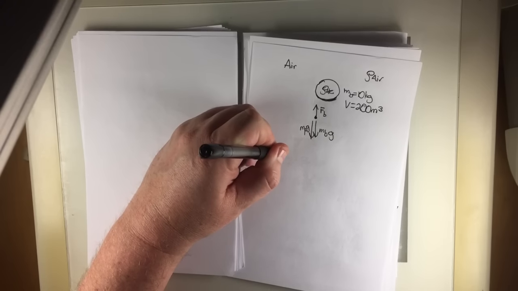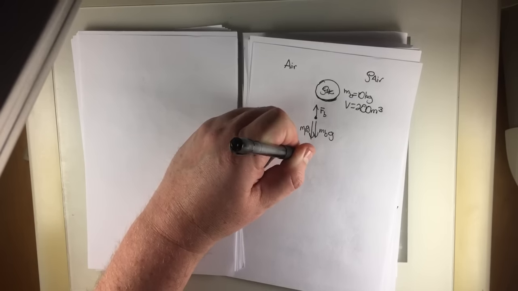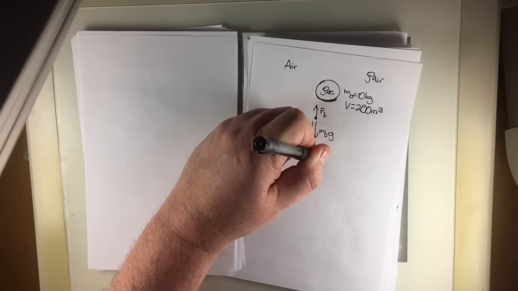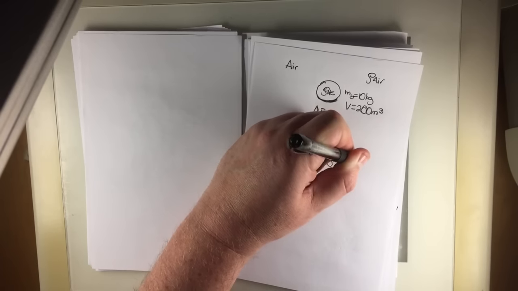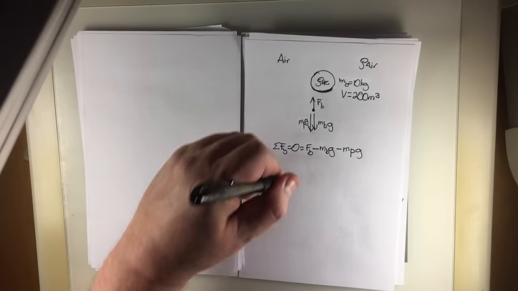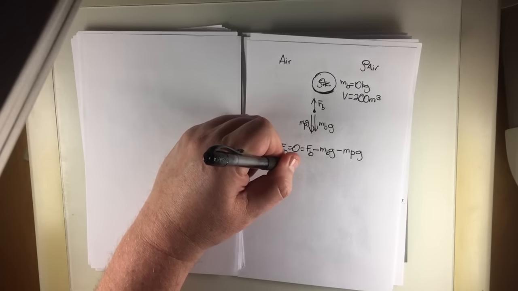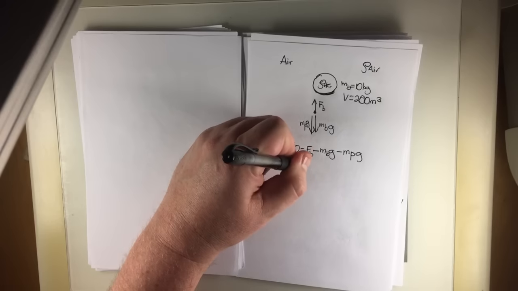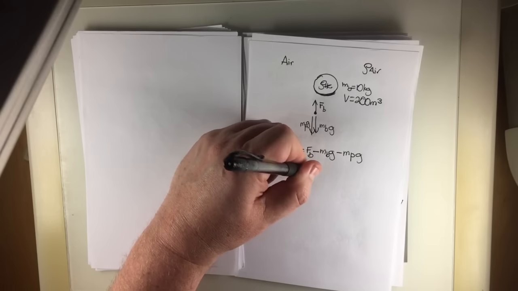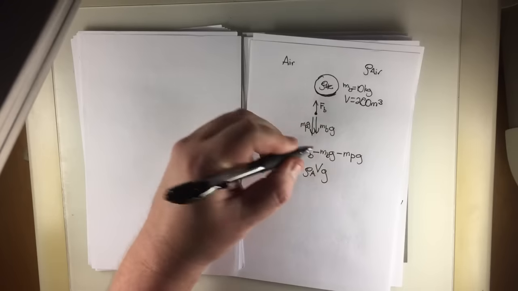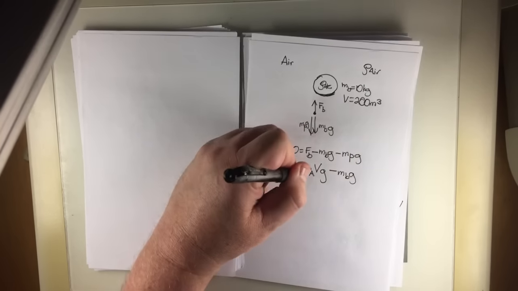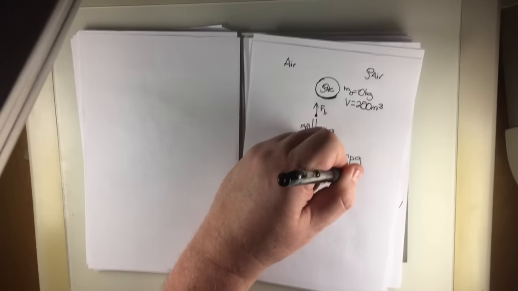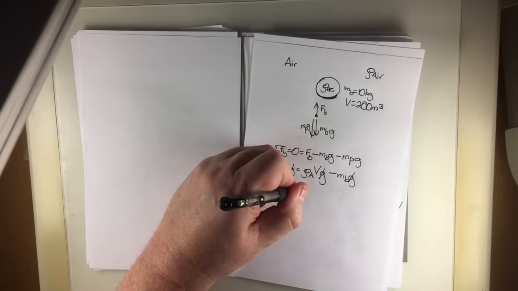The sum of the forces vertically is equal to 0. That means that the buoyant force minus mass of the balloon times gravity minus mass of the paint times gravity is equal to 0. I'm looking for the mass of the paint, so mass of the paint times gravity equals the buoyant force, the density of air, volume, gravity, minus mass of the balloon, gravity. All the gravities cancel. Density of air.